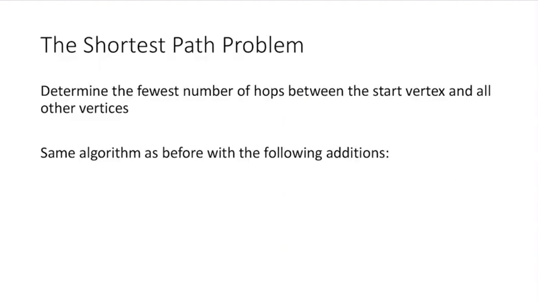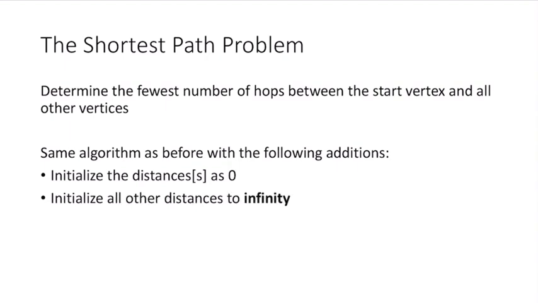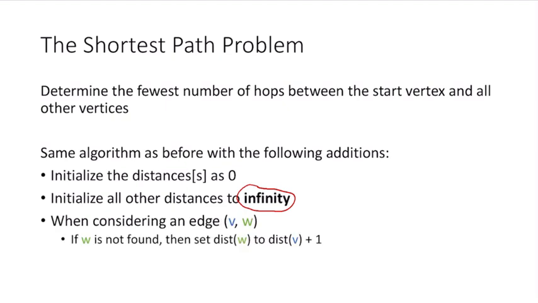Okay, so we're going to have the same algorithm as before with these minor additions. First, we're going to initialize the distance to the start vertex, so that's the number of hops, the distance as 0. And we're going to initialize all of the other distances to infinity. And if at the end of this algorithm we have something equal to infinity, we know it's because there was no path from the start vertex to that vertex.